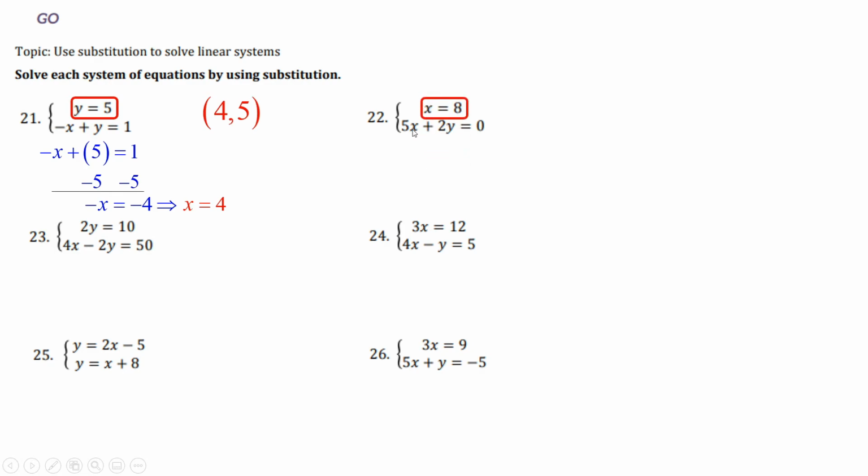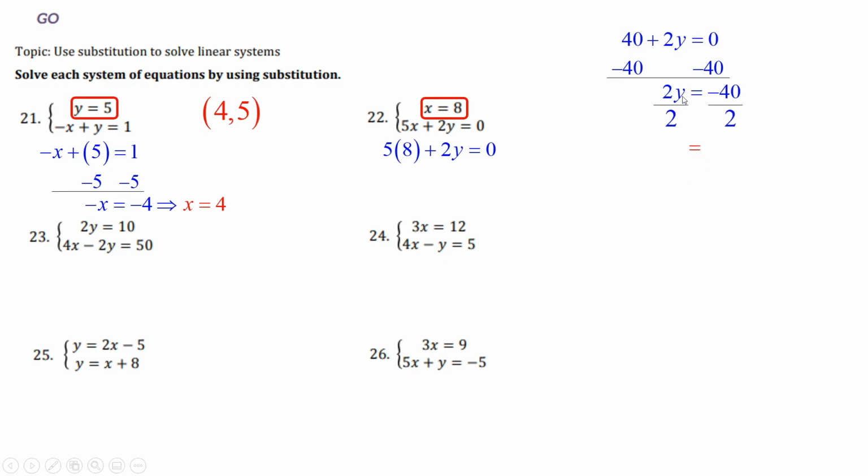Now, on number 22, now they're telling us x is 8. So see the equation below? See that x? Let's just make that an 8 now. So 5 times 8 plus 2y equals 0. Now we'll solve this for y. So let's see. 5 times 8 would be 40 plus 2y equals 0. Now subtract the 40. So we have 2y equals negative 40. And then we would have to divide both sides by 2.